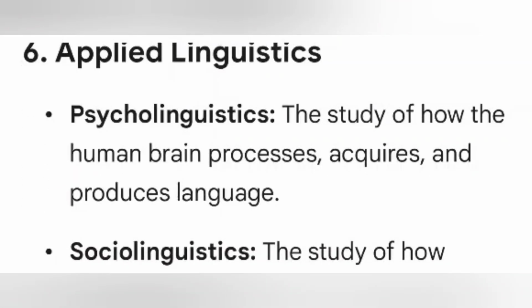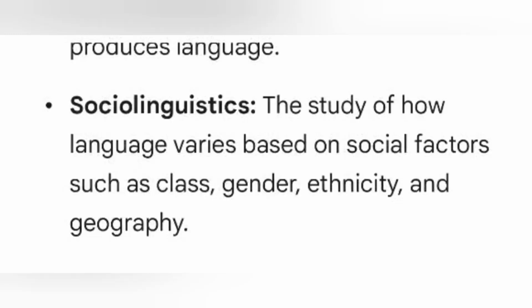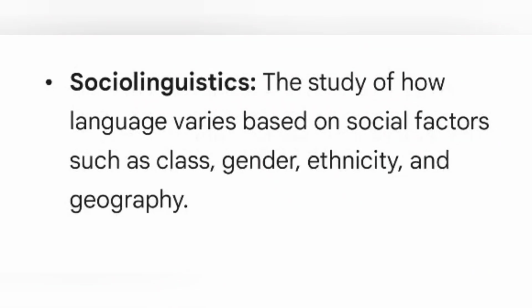Then applied linguistics. Psycholinguistics, the study of how the human brain processes, acquires, and produces language. Then sociolinguistics, the study of how language varies based on social factors such as class, gender, ethnicity, and geography.